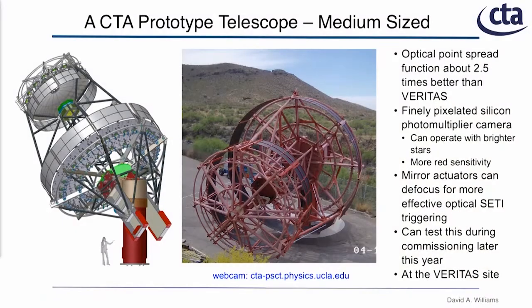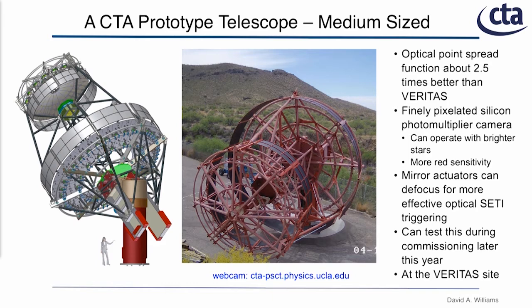Here in the US, we've been working on a prototype telescope of the medium-sized class. It uses a novel design that has a secondary mirror which corrects for aberrations and reduces the plate scale so that we can use a finely pixelated silicon photomultiplier camera at the focal plane.